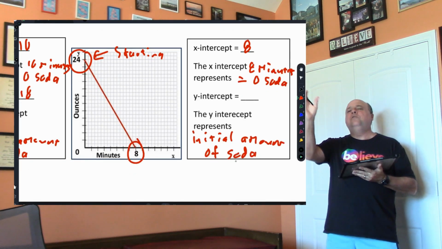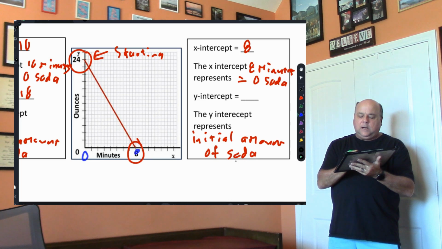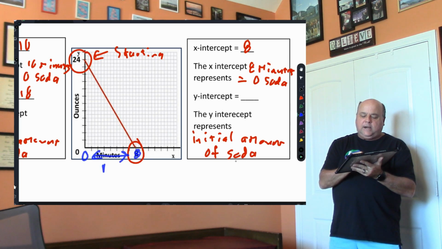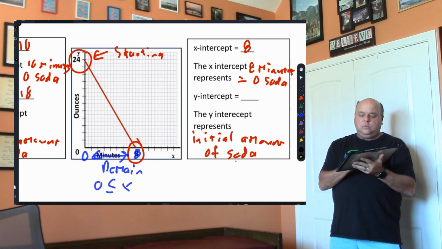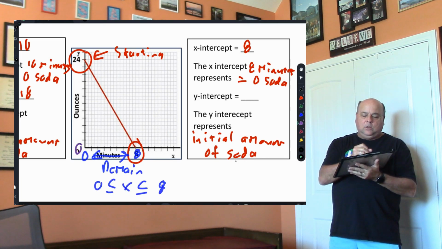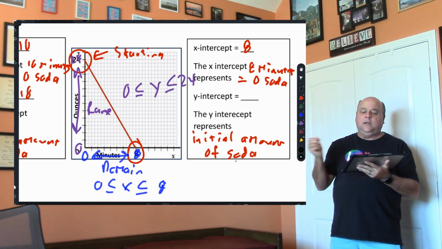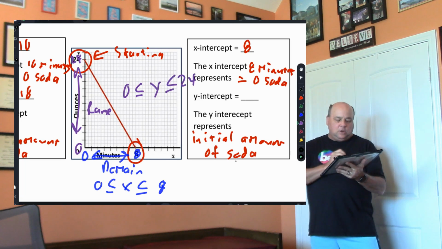And just on this one, just to have fun, put a 0 here and highlight that 8. This right here is your domain, isn't it? Your domain goes from 0 to 8, doesn't it? And right here, from 0 to 24, these numbers would be your range. Your range would go from 0 to 24, wouldn't they? Okay, that's how you would get your domain and range.